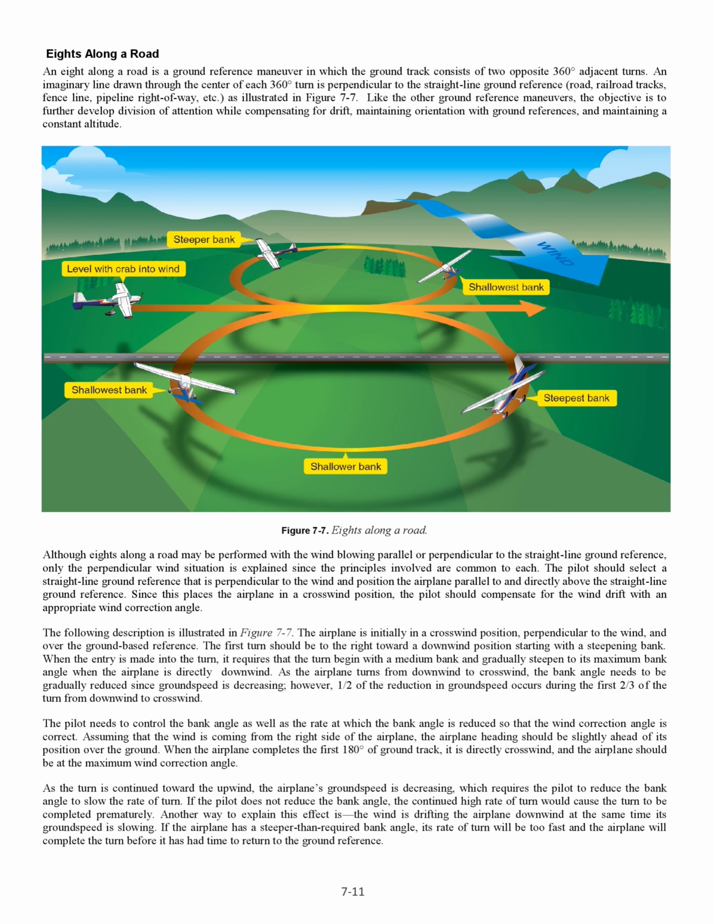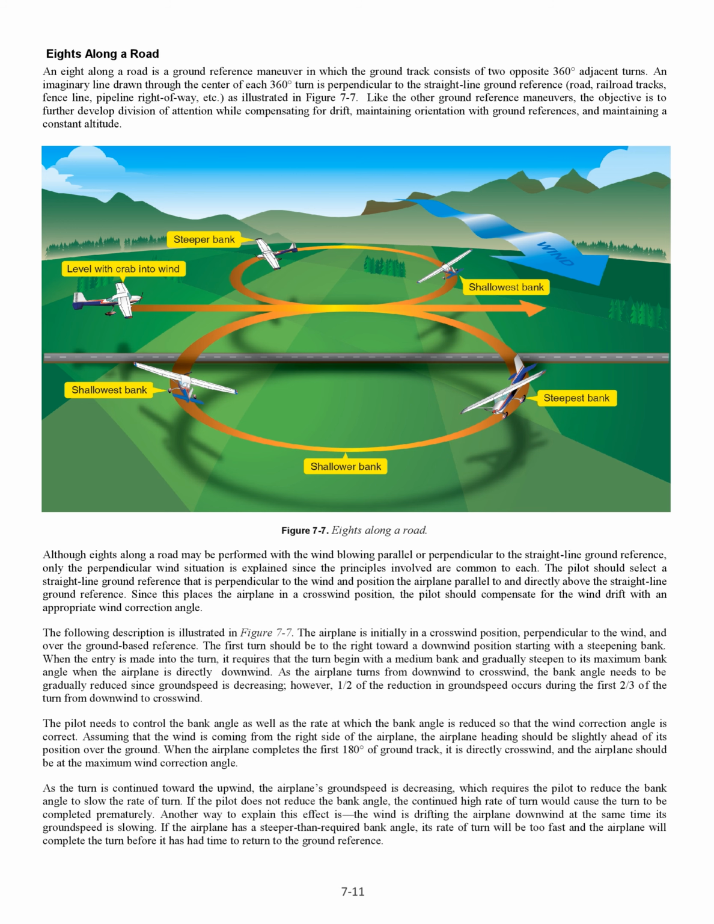As the turn is continued toward the upwind, the airplane's ground speed is decreasing, which requires the pilot to reduce the bank angle to slow the rate of turn. If the pilot does not reduce the bank angle, the continued high rate of turn would cause the turn to be completed prematurely. Another way to explain this effect is, the wind is drifting the airplane downwind at the same time its ground speed is slowing.